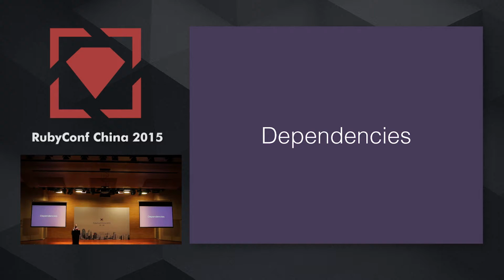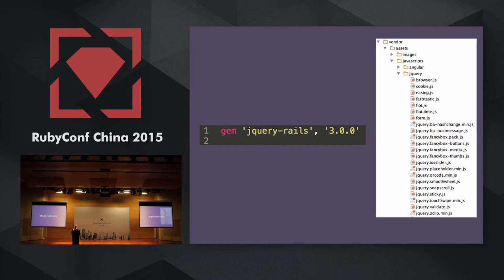The second problem is dependencies. How do you manage your JavaScript and CSS dependencies with Asset Pipeline? You have two solutions. The first one is to use gems. So in this example, can you tell me what version of jQuery we are using here? The highest version of jQuery is 2.1, something like that. So it's certainly not that. It's the gem version. I have no idea what version of jQuery I'm using.